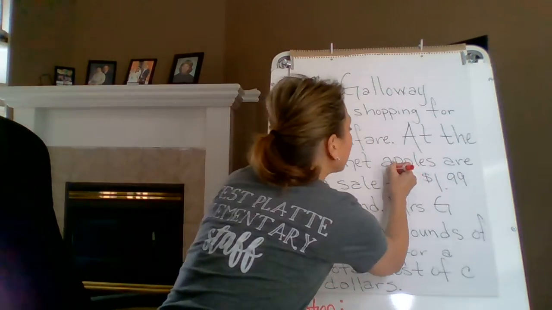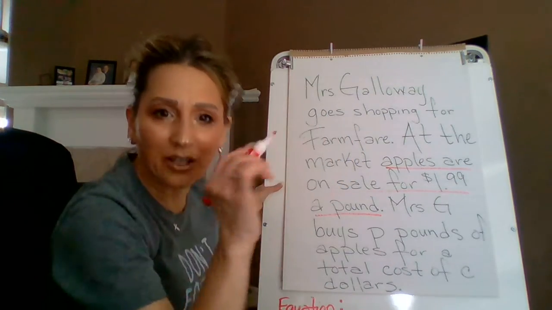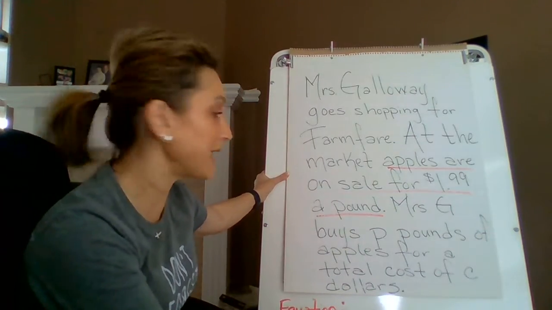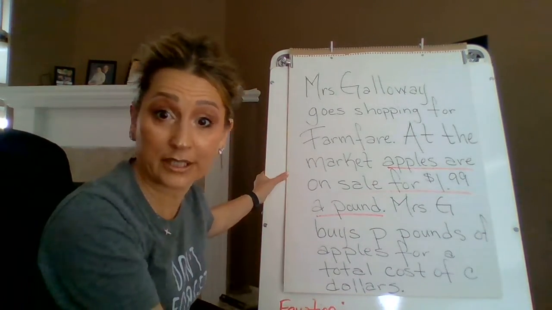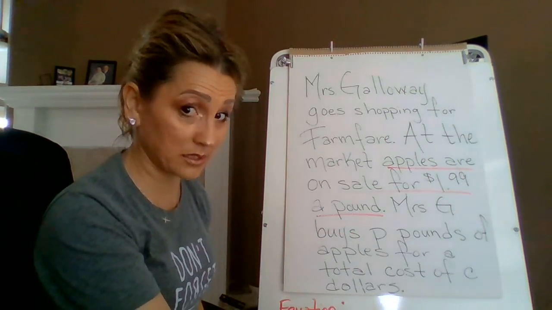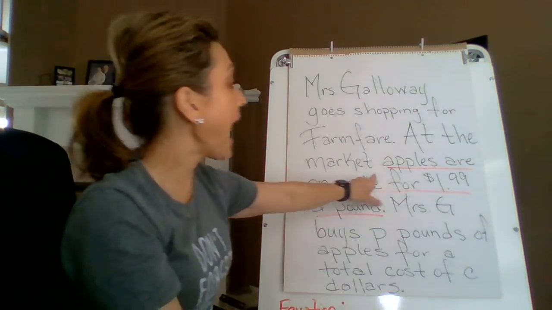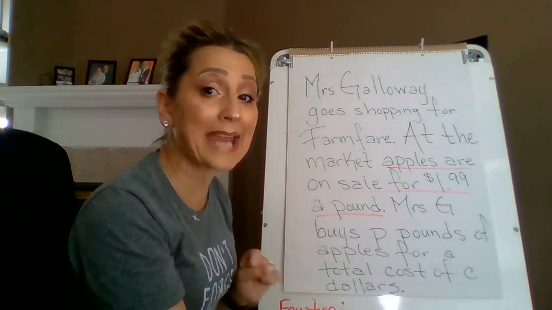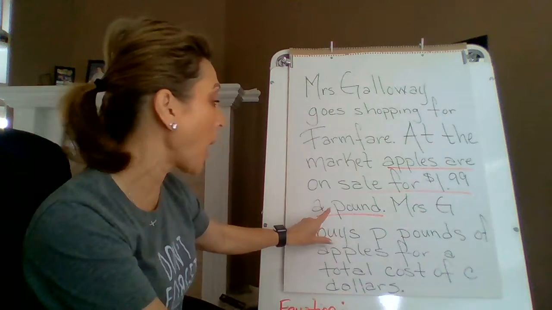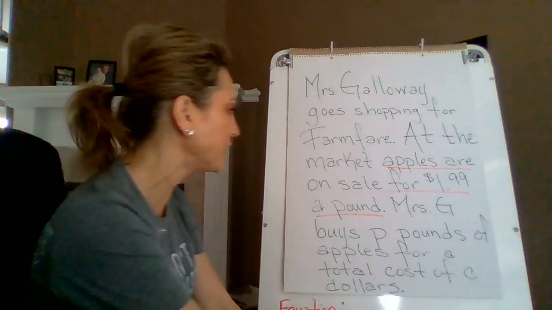But the apples on sale for $1.99 a pound. Sorry, I'm using this slightly. I'm not supposed to use this on paper. Apples on sale for $1.99 a pound is very important because it tells me how much the apples cost. Hear those words I just said? Apples are on sale for $1.99 a pound. That tells me the cost of the apples per pound. That's very important information for me to know.